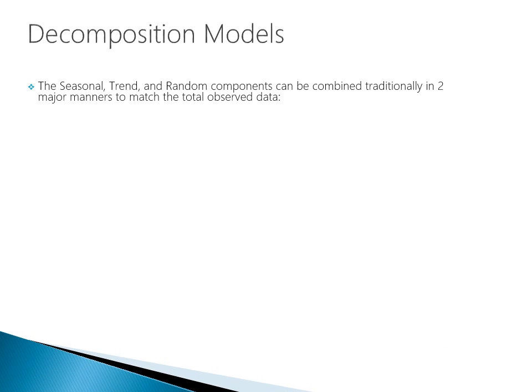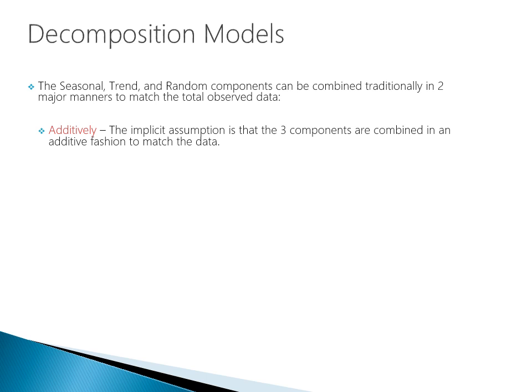The seasonal, trend, and random components can be combined traditionally in two major manners to match the total observed data. It can be combined additively, where the implicit assumption is that the three components are combined in an additive fashion to match the data. So I take my seasonal component, plus my trend component, plus my random fluctuation, and that matches the data.